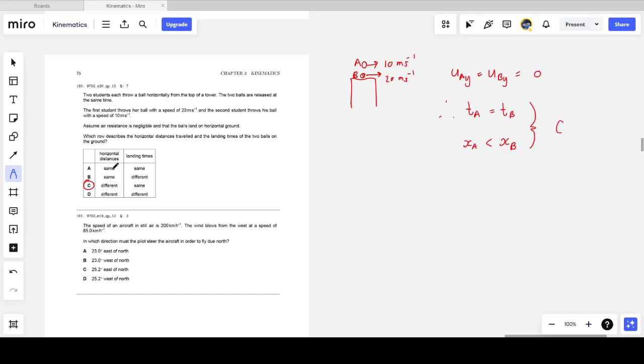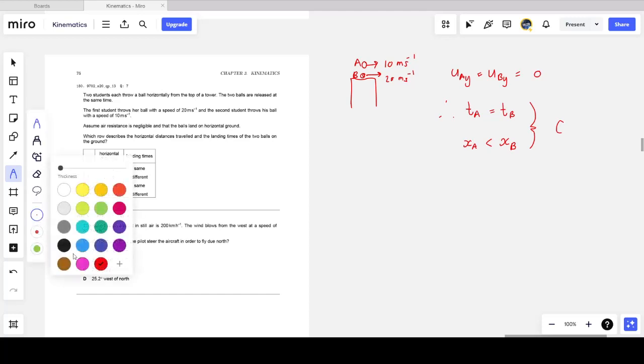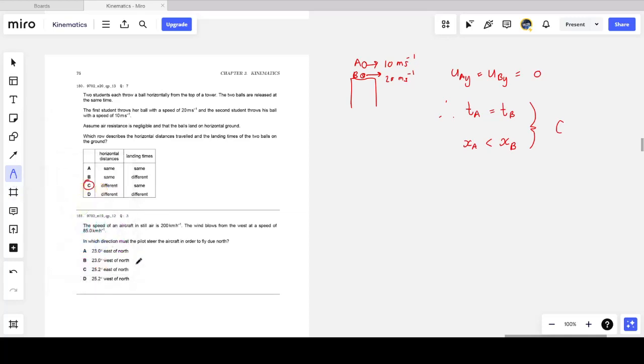The next question is 181. And this is from March 2019, question paper 1, variant 2, question number 3 from that exam. We are told that the speed of an aircraft in still air is 200 kilometers per hour. The wind blows from the west at a speed of 85 kilometers an hour. In which direction must the pilot steer the aircraft in order to fly due north? So they're only asking for the direction, not the required speed.